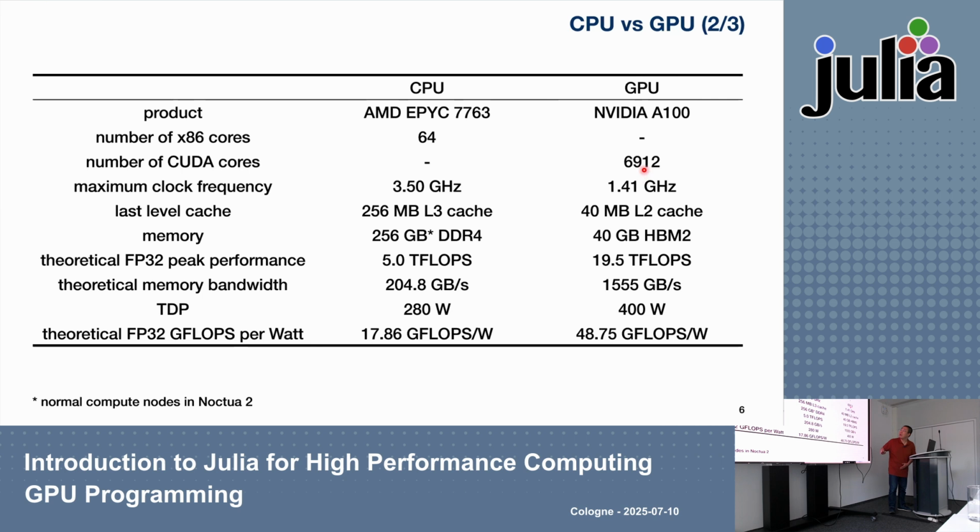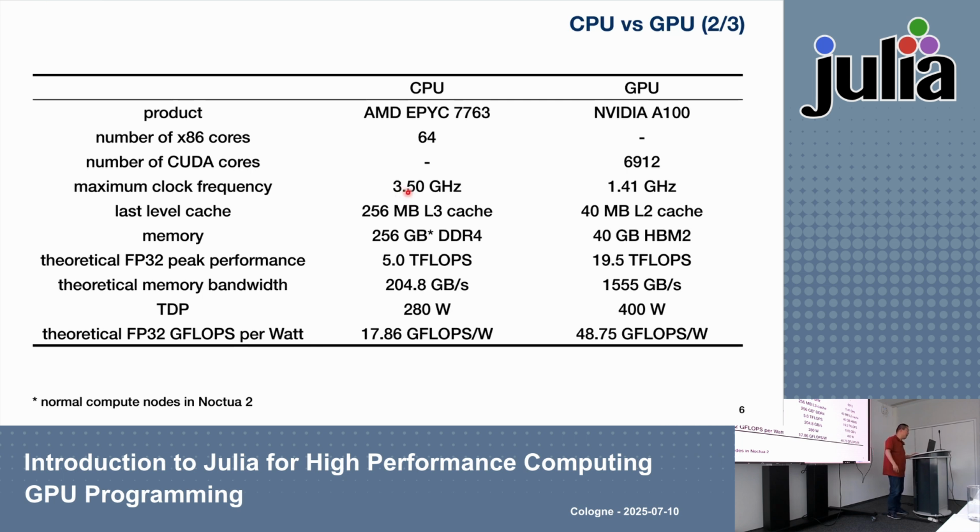It's almost 7,000 CUDA cores. This is the difference between those two numbers of cores. Another noticeable difference is the clock frequency. Yesterday, I showed you the development of the CPU frequency over the last 50 years. You may notice that from 2005, there's no increase of the CPU frequency.